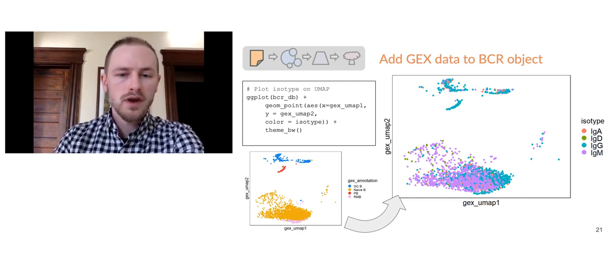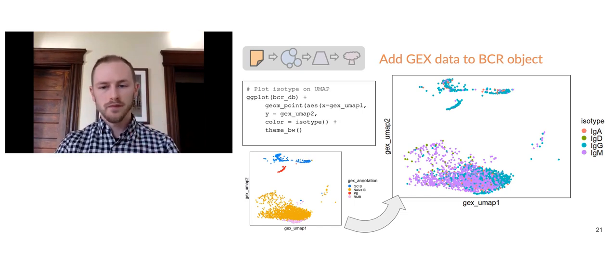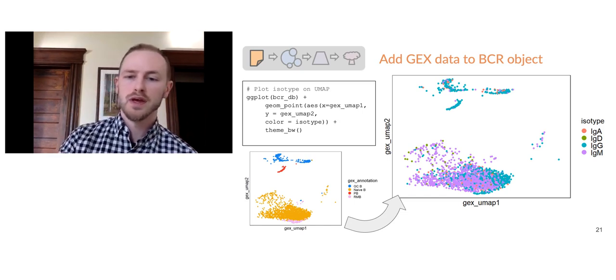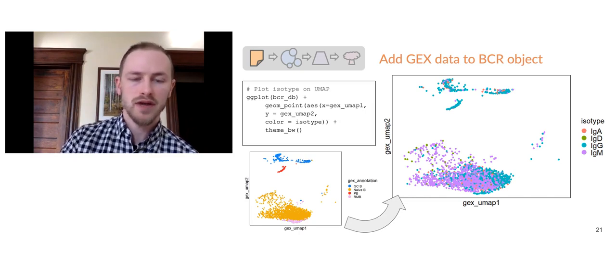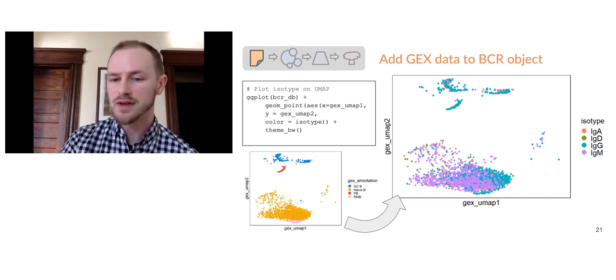So we can also color our cells by any other type of information that is within our database. So here we've colored them by isotype. And we can do that by just changing the ggplot call to specify color by isotype. And here we can see our UMAP, where each of these BCRs are colored.